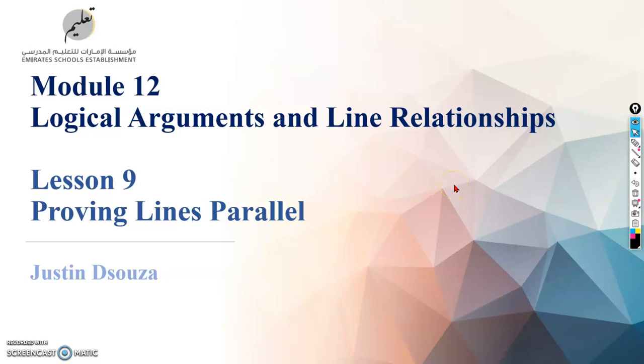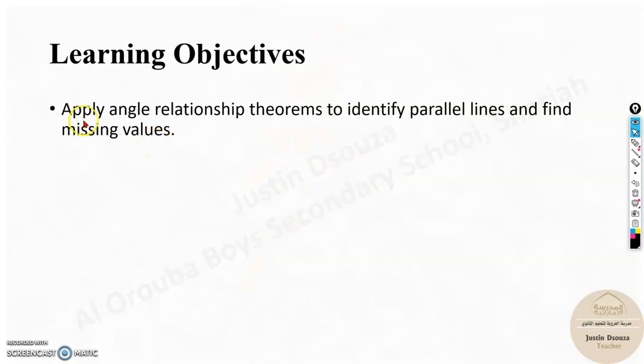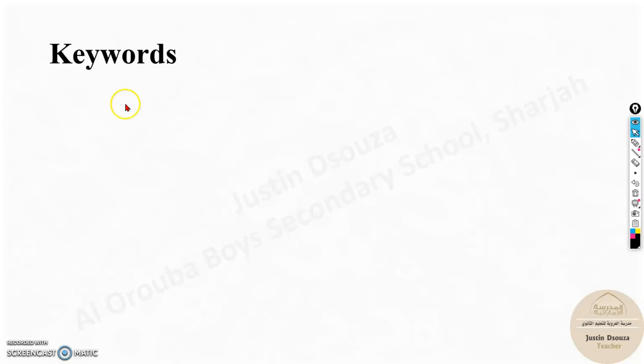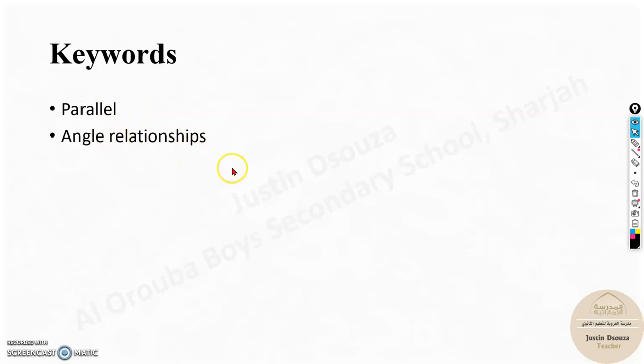Lesson 9 in module 12 is proving lines parallel. This is a very simple lesson with only one objective, that is to apply angle relationship theorems to identify parallel lines and find missing values. The keywords are parallel and angle relationships, which we have already come across in the previous lessons.